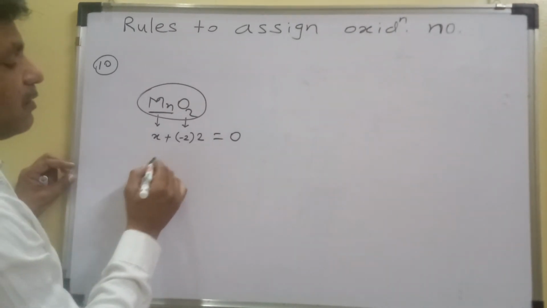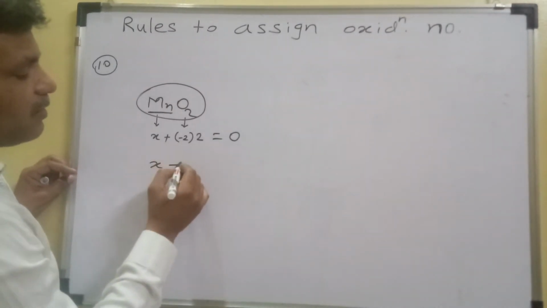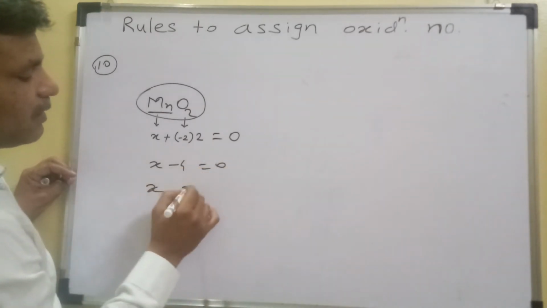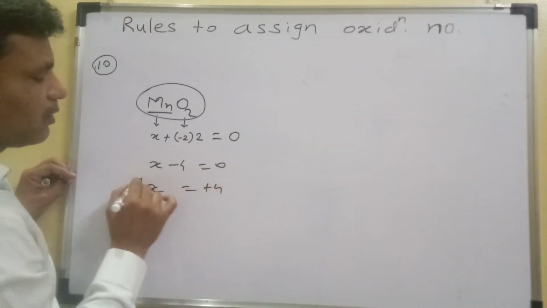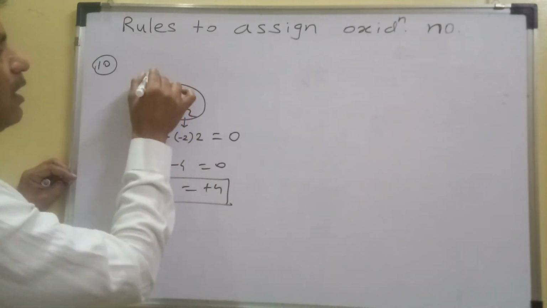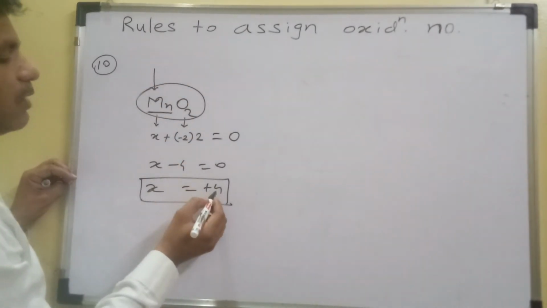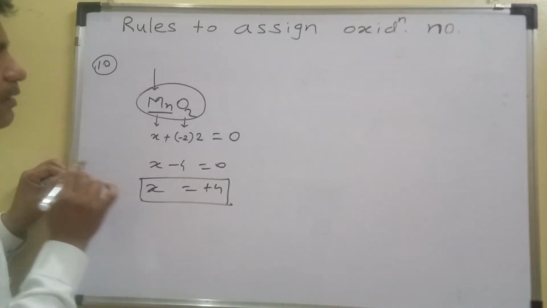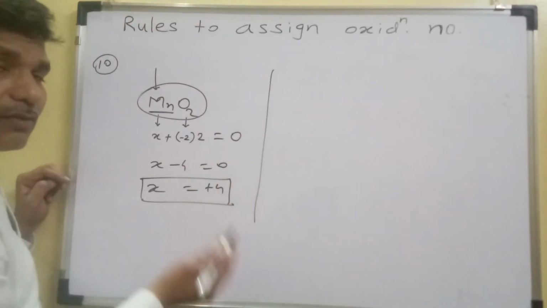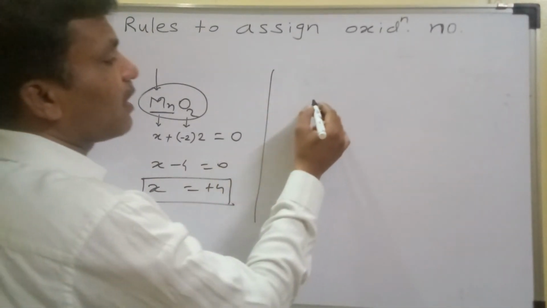So X minus 4 is equal to 0 and X is equal to plus 4. So the charge on this Mn is plus 4. It is the oxidation number of the manganese. Another example we'll see.